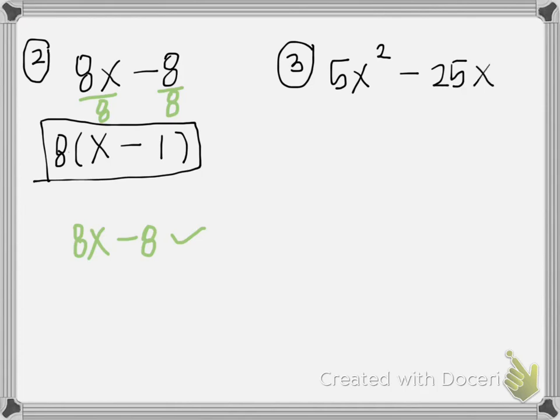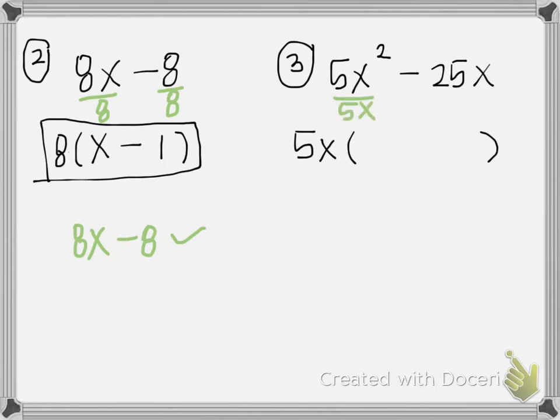Okay, so let's do this one here. So we've got 5x squared minus 25. The number that goes into both of those two terms is going to be a 5. I have an x squared and an x, so those variables are the same. My smallest one is going to be an x. So that would be my greatest common factor.